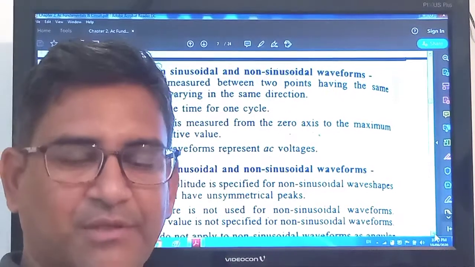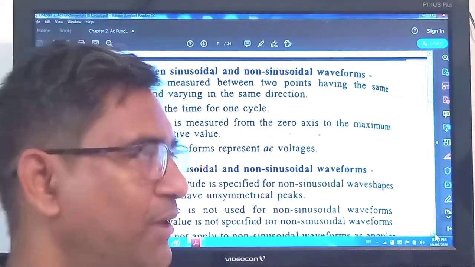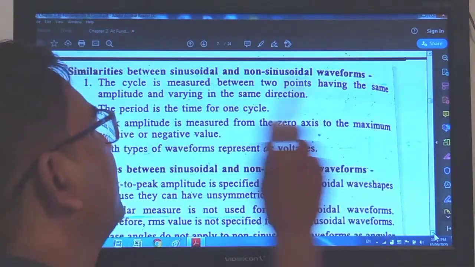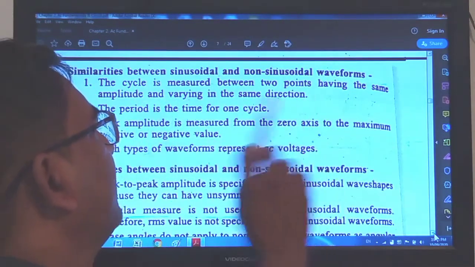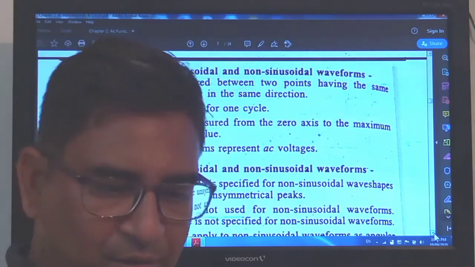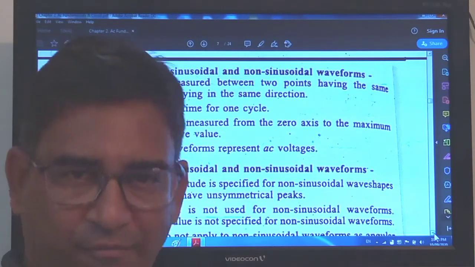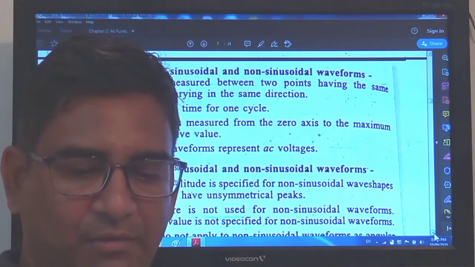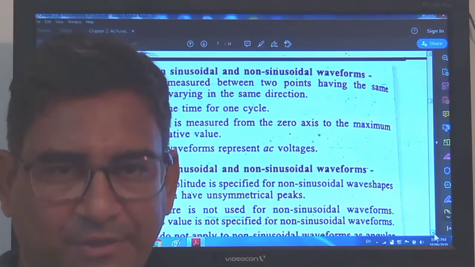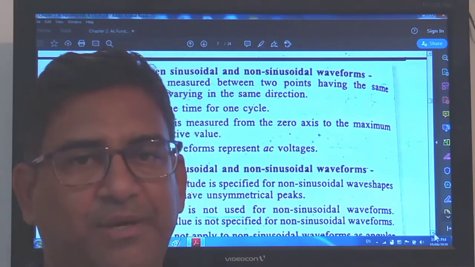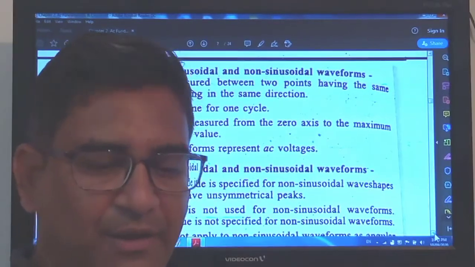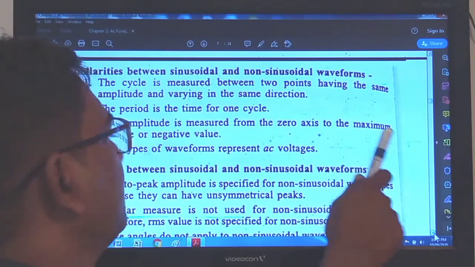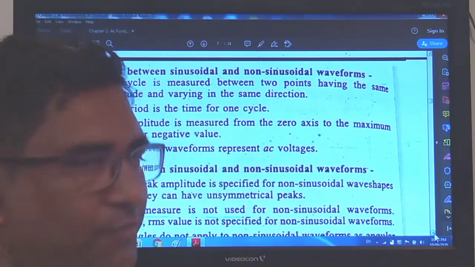The similarity between the sinusoidal and non-sinusoidal waveform: first, the cycle is measured between two points having the same amplitude and varying in the same direction. The period is the time for one cycle. Third, both waveforms represent the AC voltage, and the peak amplitude is measured from the zero axis to the maximum positive or negative value.